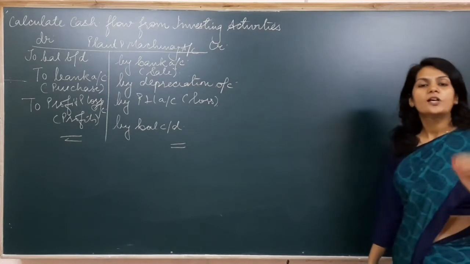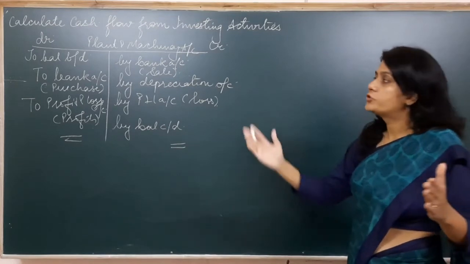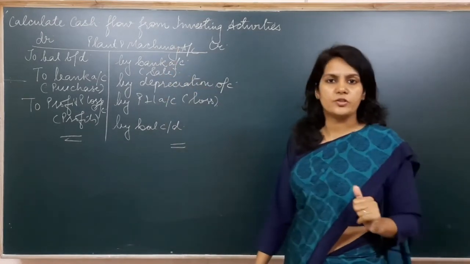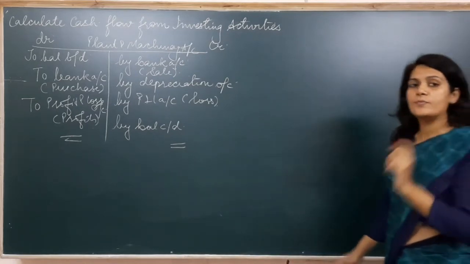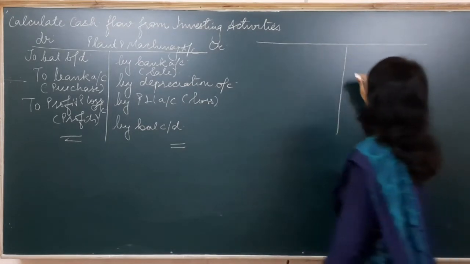So what you have to do before making the cash flow statement from investing activities is make the account of the particular asset whose additional information is given to you. Like in this question, some information is given to us. So let's make that. First of all, let's make a plant and machinery account.